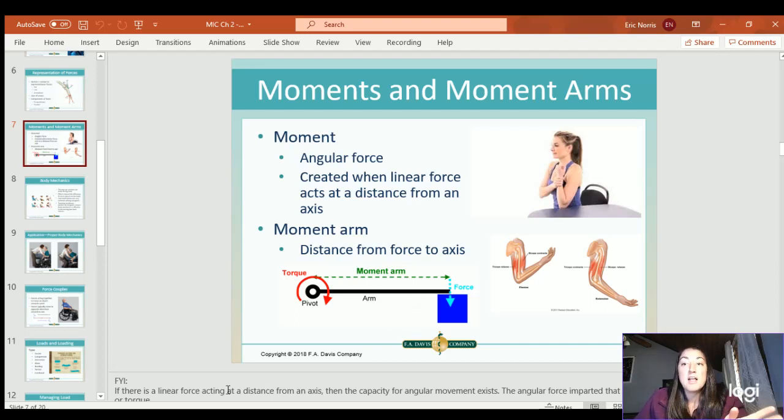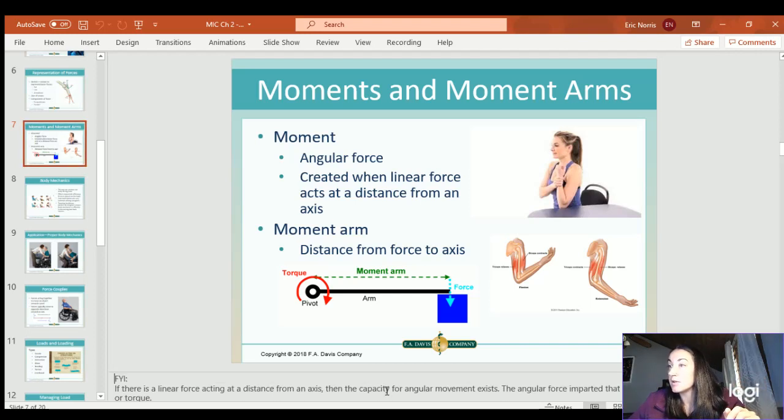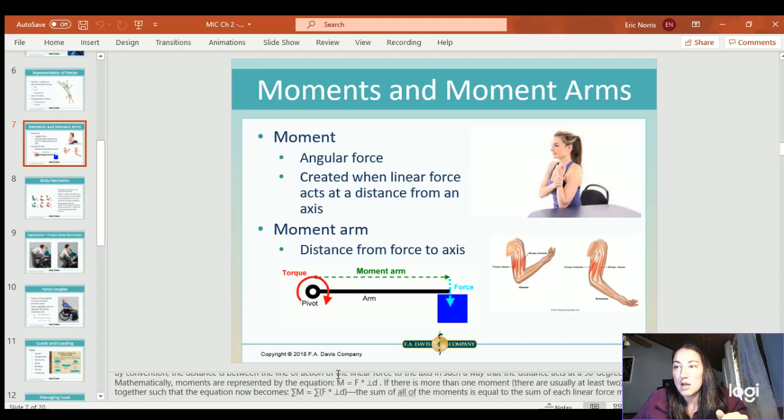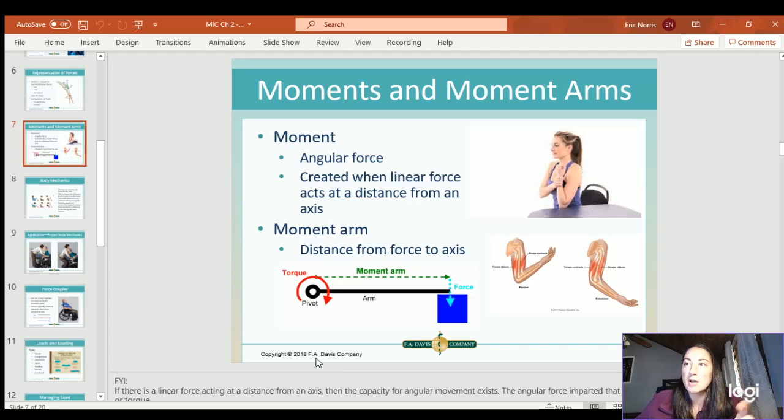So if the linear force acts directly at the axis, probably nothing will happen. But the further away, the greater the force. And then that angular force that creates a movement is called a moment or torque. These things at the bottom are just for your information. You don't have to know that for a test.